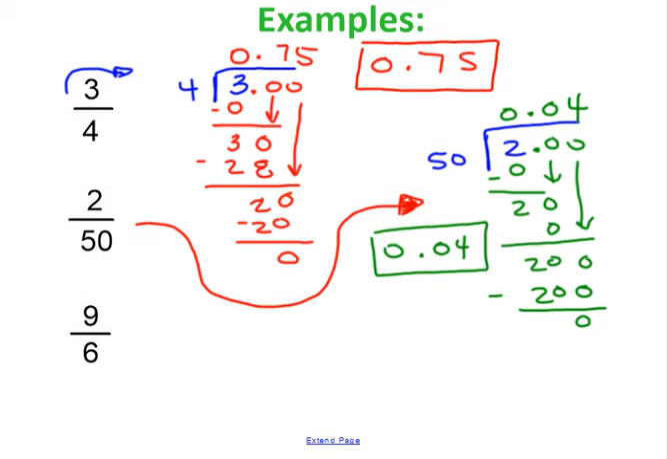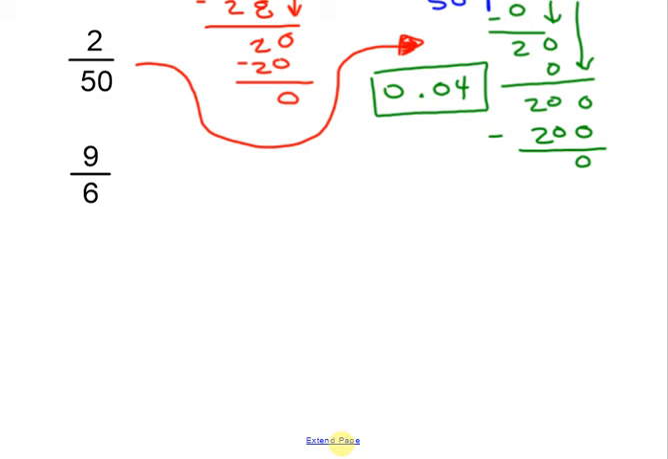All right, let's try this last one here. 9/6. Okay, so we're going to turn it on its side here and divide. So 6 on the outside, 9 on the inside. You may be thinking, well, the bigger number always goes on the outside. That's not true. This is an improper fraction. The numerator always goes inside. Important to remember.